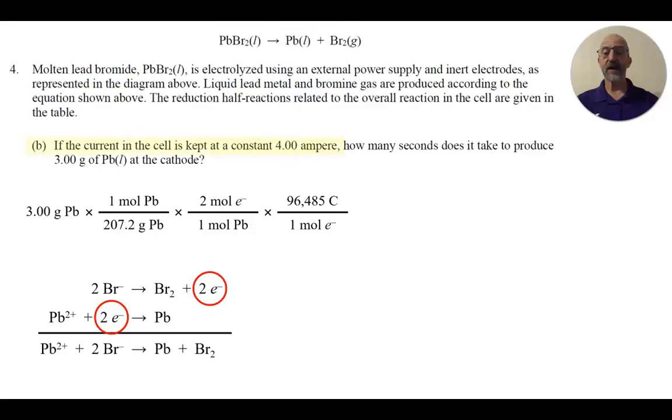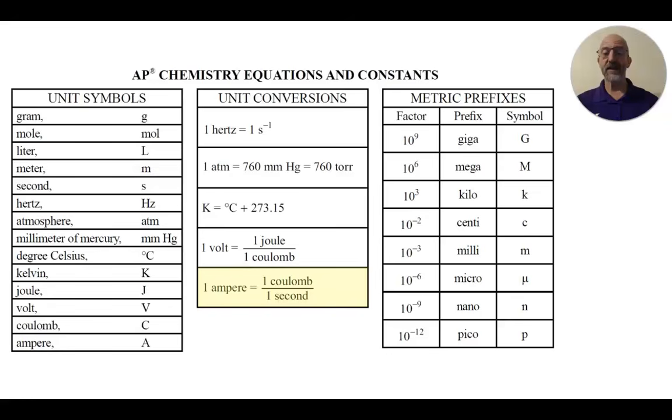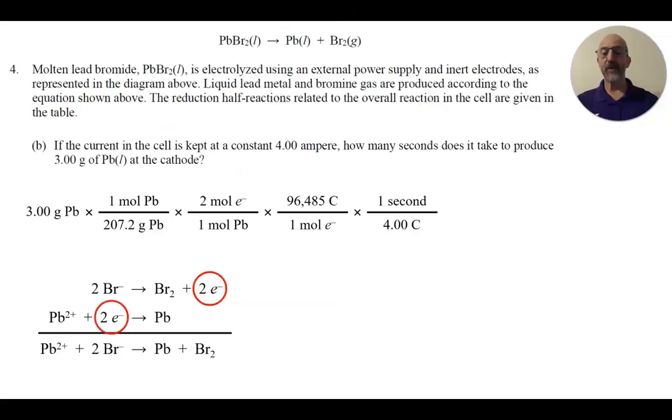So if you take a look, you can connect 4 amps to seconds by realizing that 1 amp is equal to 1 coulomb per second. So if I have 4 amps, I have 4 coulombs per second. But I have to put the seconds on top and the coulombs on the bottom. So I did 4 coulombs for every 1 second.